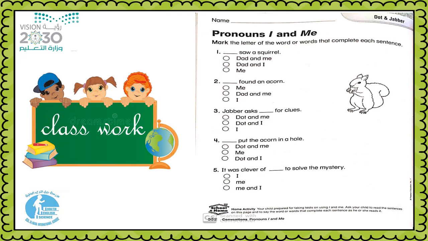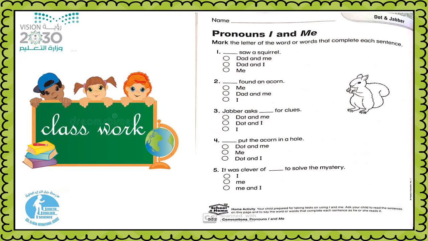Number 2. That's really easy. Blank found an acorn. Me, or Dad and me, or I? Of course I. Good job. We start the sentence with the pronoun I directly without thinking. We never start the sentence with the pronoun me or even Dad and me. It's wrong.